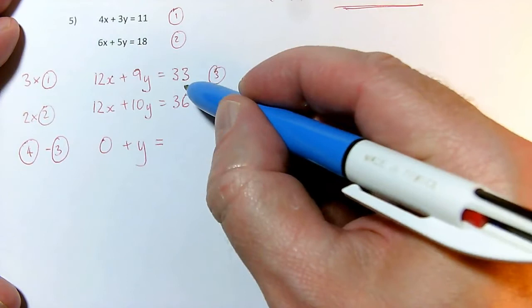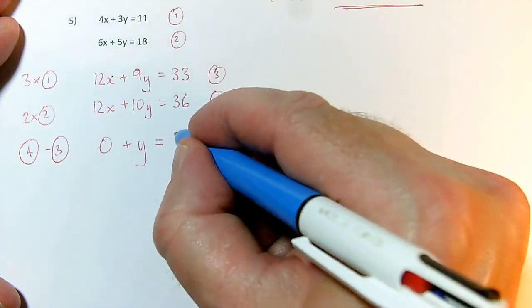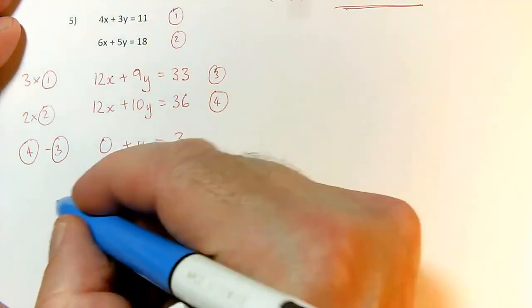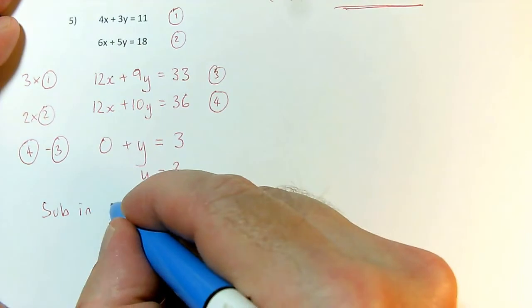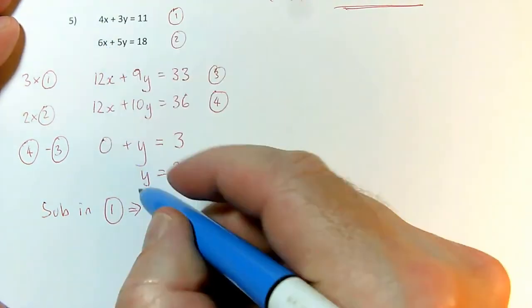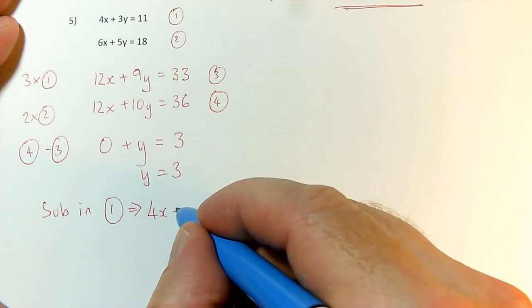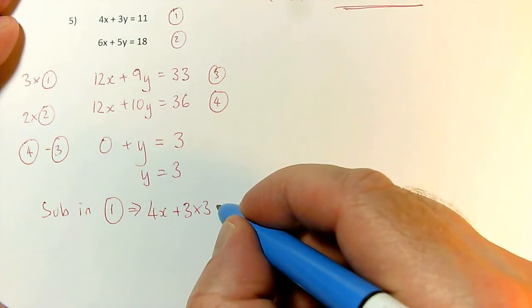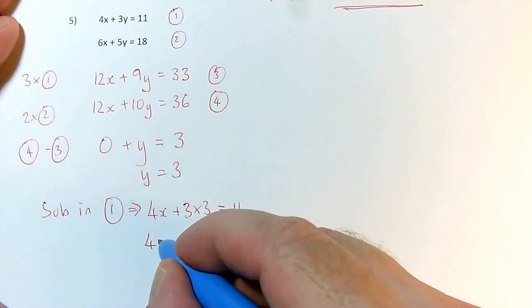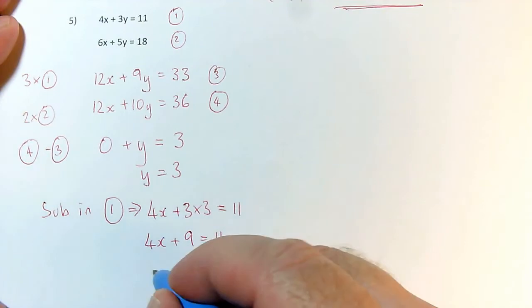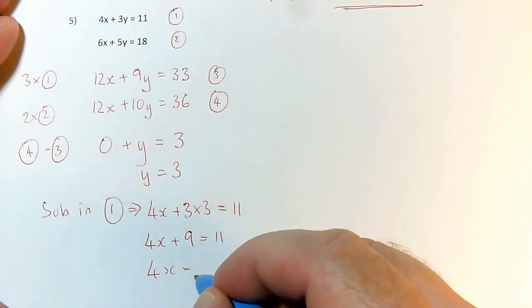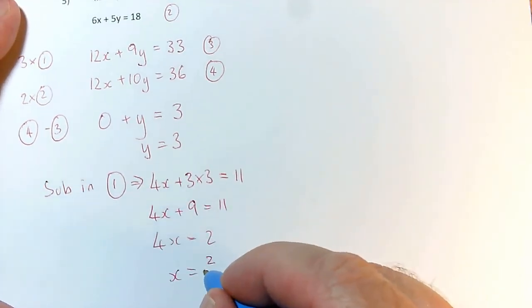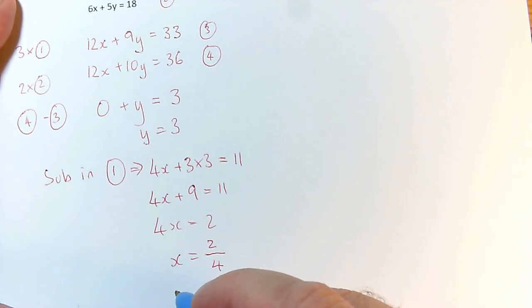So here I have to do 36 minus 33, and that's 3. So y equals 3. But I haven't finished because I need to know what x is. So I'm going to substitute that in equation 1. So 4x plus 3y, so that's 3 times 3, because I now know that y is 3, equals 11. So 4x plus 9 is 11. So 4x equals 11 minus 9, which is 2. So x equals, be careful, 2 divided by 4, dividing both sides by 4. So x is a half.